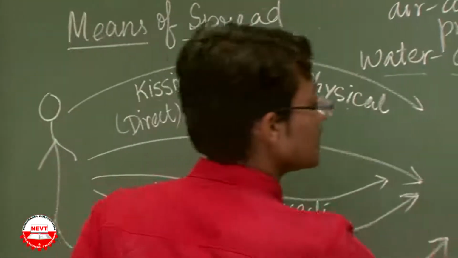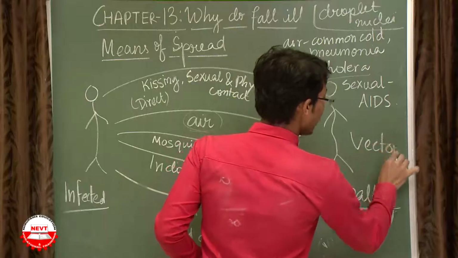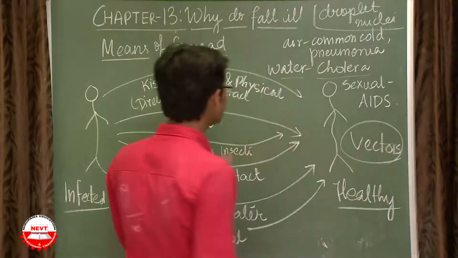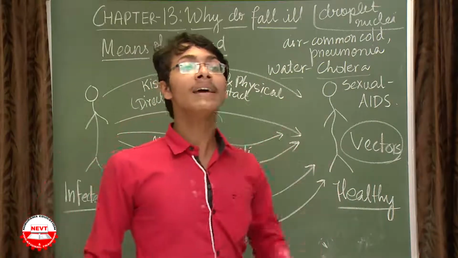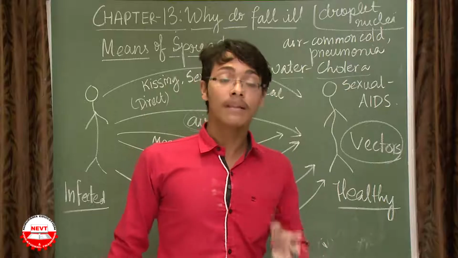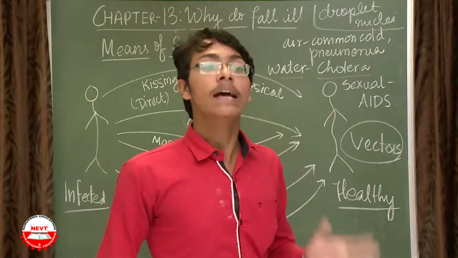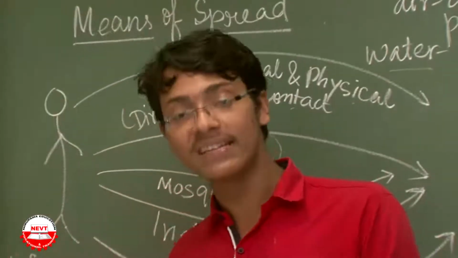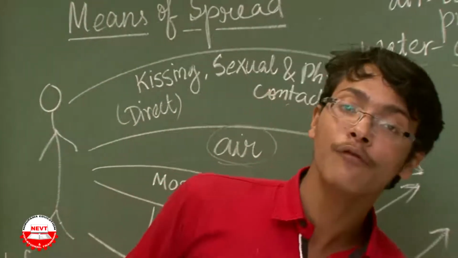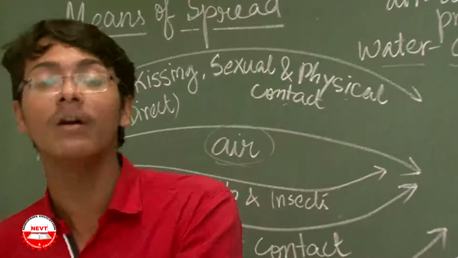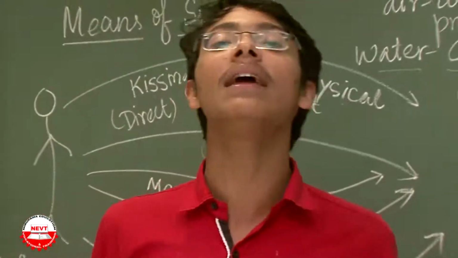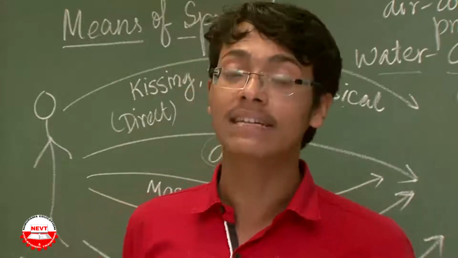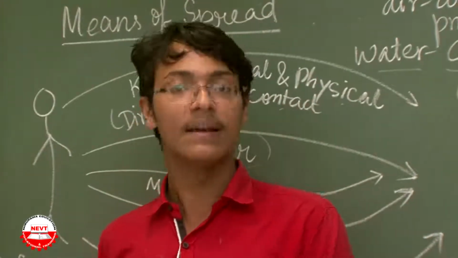They are called vectors. Mind it, they are called vectors, and the biggest vector is the mosquito. You know, malaria is spread by a vector, that is the female Anopheles mosquito. Though it is caused by a protozoan, as we discussed, it is spread from the infected individual to a healthy individual by means of the female Anopheles mosquito, and they act as vectors, meaning carriers of the disease.